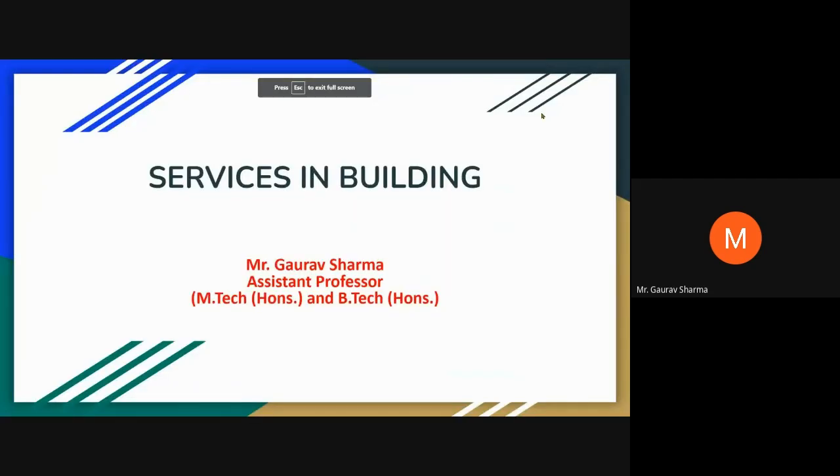So today we are starting with a new chapter, that is services and building. In this particular chapter, you have to learn about different services like lighting, ventilation, acoustic. Okay. There are other services like doors, windows, and firefighting provisions, etc. So we'll be discussing each of these things one by one.